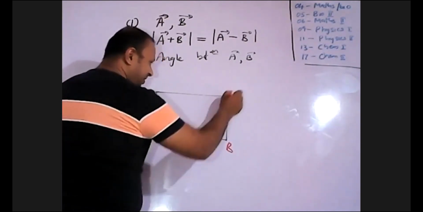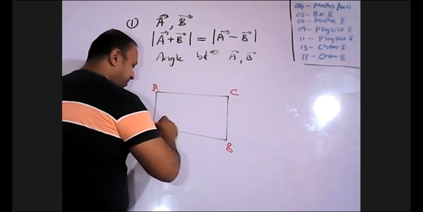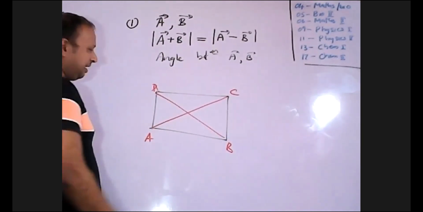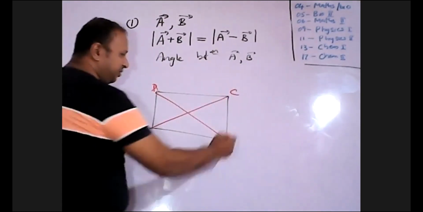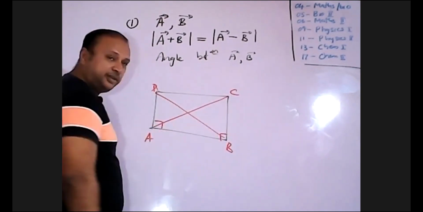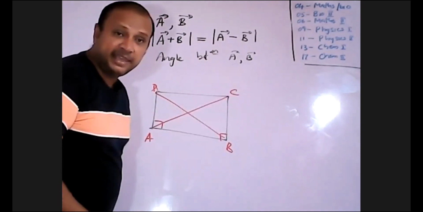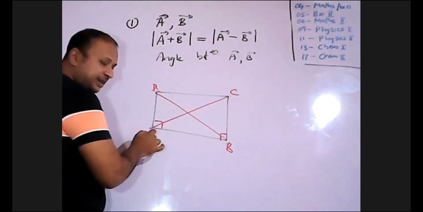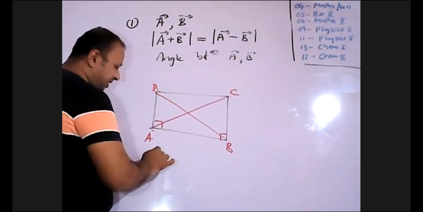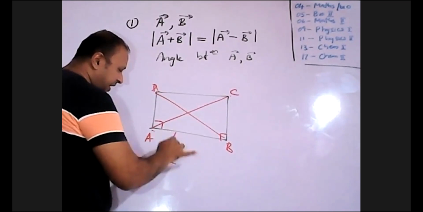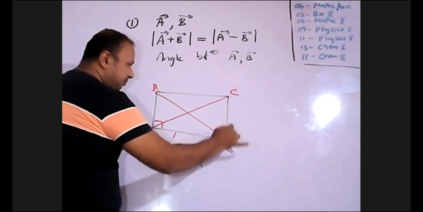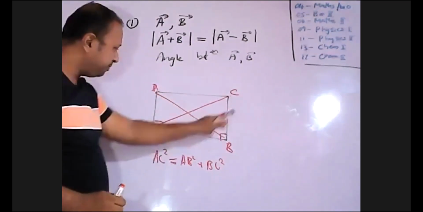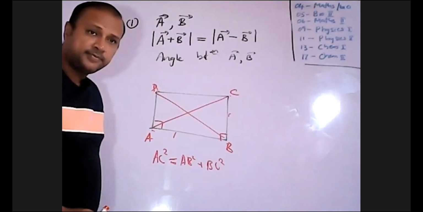A, B, C, D. This is A, this is B. AC length, this is 90 degrees, this is 90 degrees. So AC length can be determined by triangle ABC. Using triangle ABC, AC squared is equal to AB squared plus BC squared.